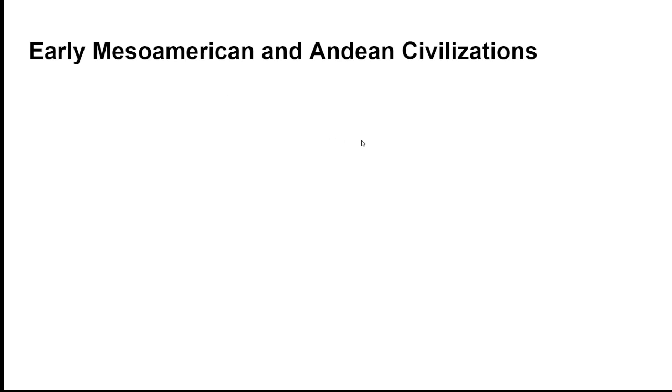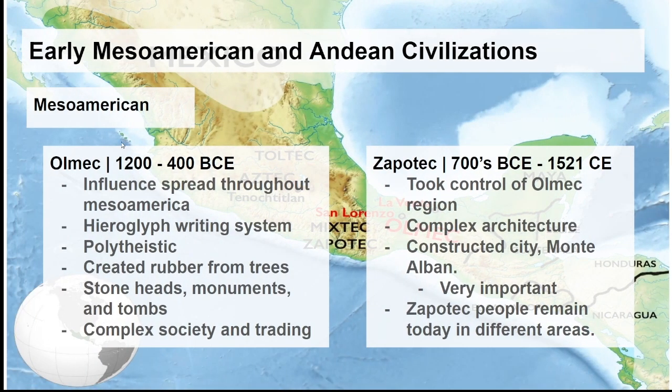Next up, early Mesoamerican and Andean civilizations. For Mesoamerican, you have the Olmec, which were 1200 to 400 BCE. Their influence spread throughout Mesoamerica. They had a hieroglyphic writing system. They were polytheistic, and their name comes from a word that means rubber, because they created rubber from trees. They built stone heads, monuments, and tombs, and they had a complex society and complex trading.